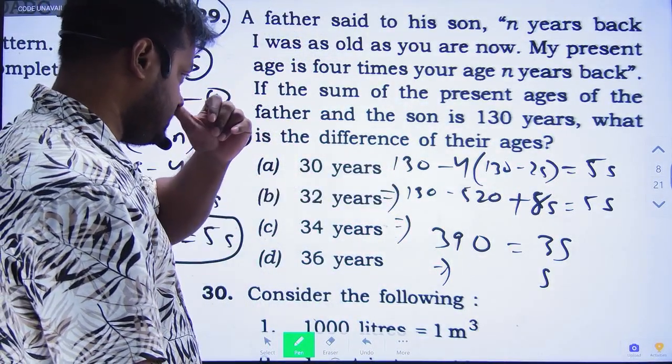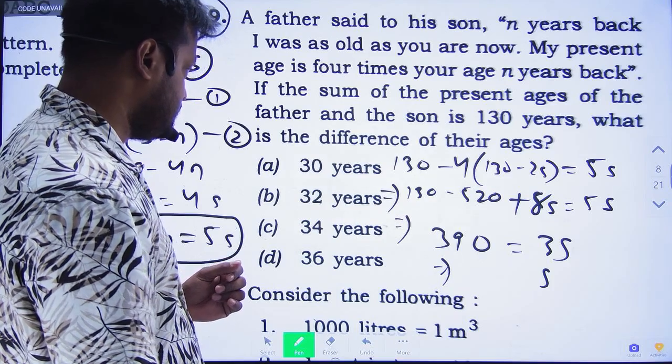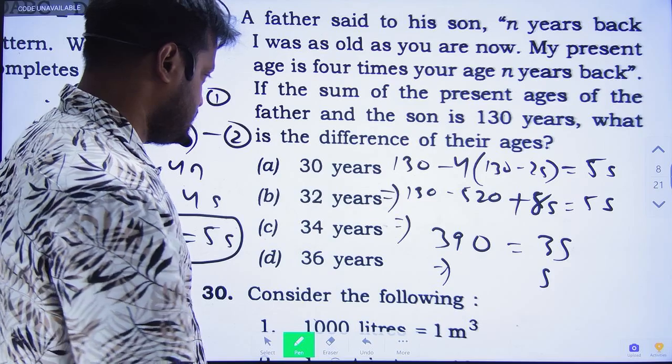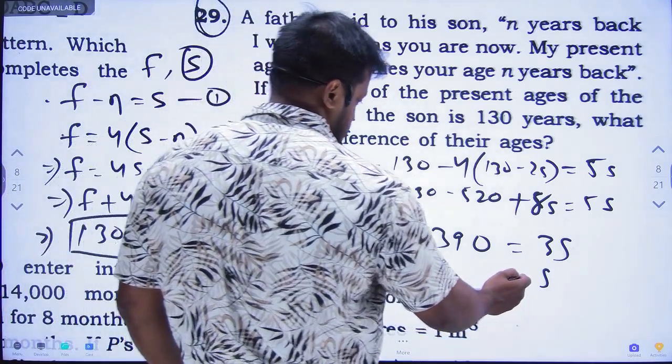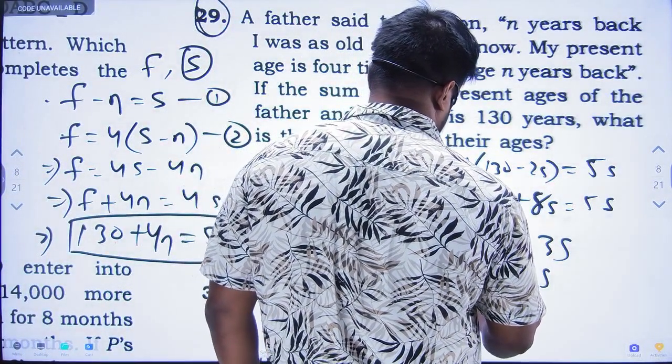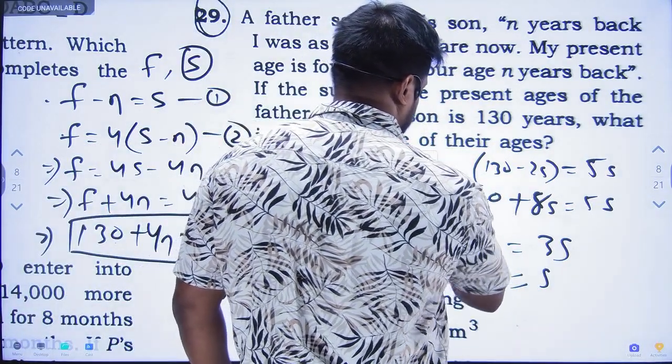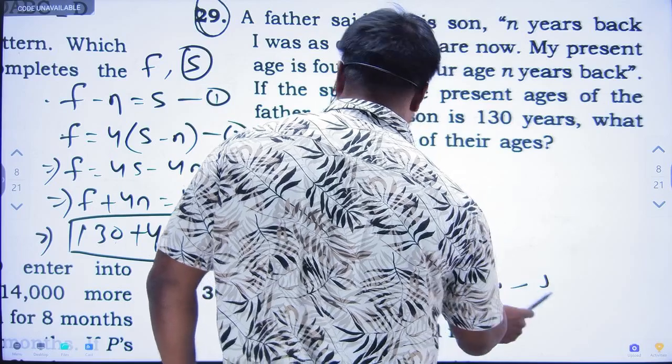Plus 8S. This is minus. S equal to 130. S is directly coming. Something I am doing wrong. Okay, maybe something is going wrong here. One second.